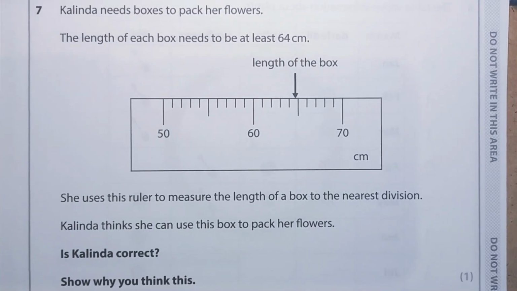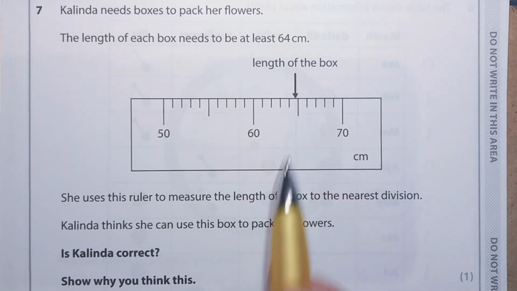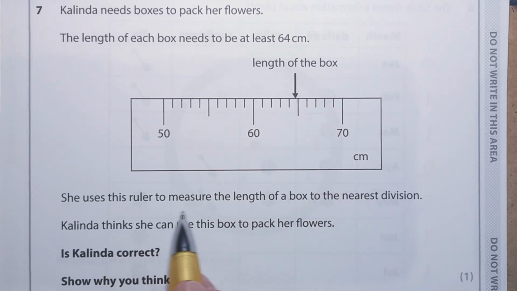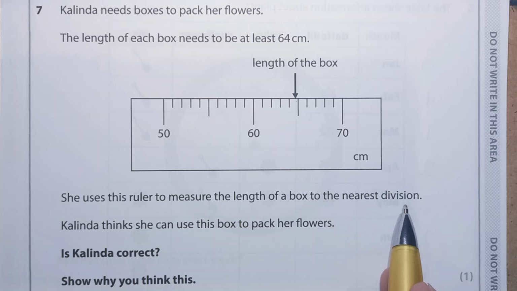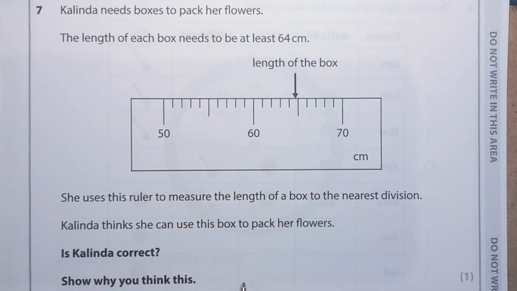Question 7. Kalinda needs boxes to pack her flowers. The length of each box needs to be at least 64 centimetres. And this is shown, the arrow is the length of the box. She uses this ruler to measure the length of her box to the nearest division. It just means the nearest marking. Kalinda thinks she can use this box to pack her flowers.